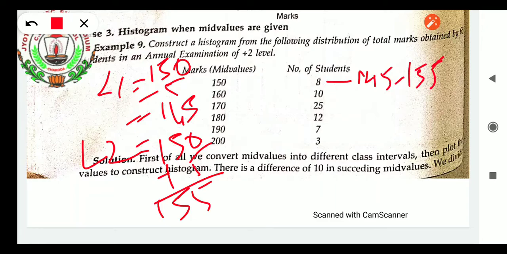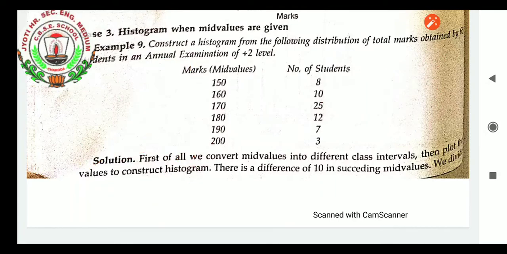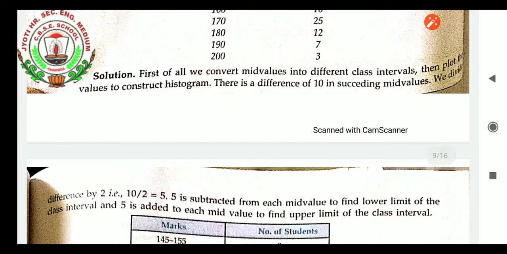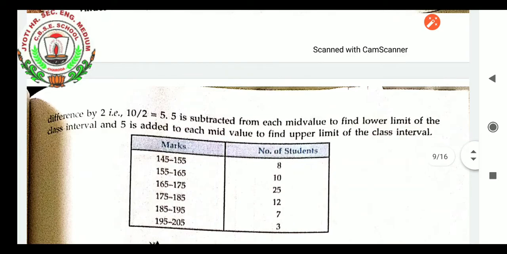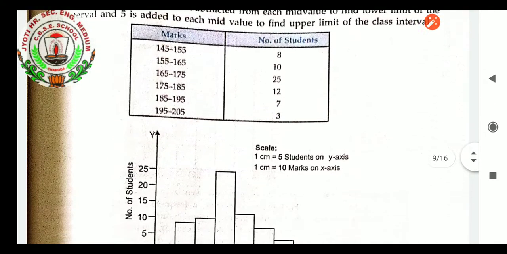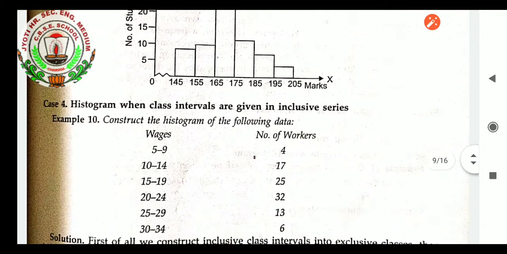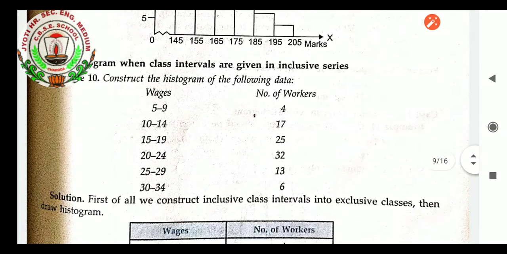Same way do for 160. 160 minus 5 is 155, the lower limit. For the upper limit you have to add that same number: 160 plus 5, 165. So this is how to convert mid values into class intervals. Then you can draw the graph the same way as we did the histogram for equal class intervals. Okay, so this is the way for a histogram when class intervals are given in an inclusive series.